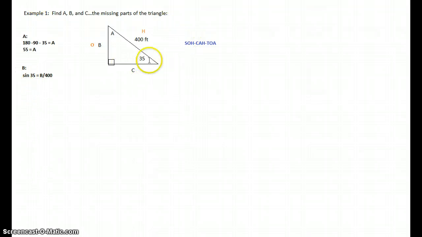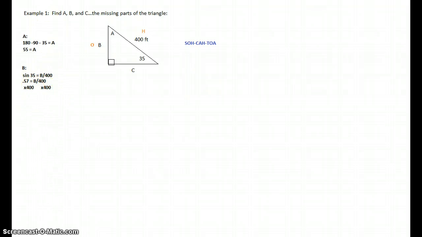So I'm going to use sine of my degree, which is 35, equals opposite. I don't know what my opposite is, so I'm going to call that B, divided by my hypotenuse. I do know my hypotenuse to be 400, so I'm going to put 400 in that spot. Then I'm going to plug sine of 35 into my calculator. When I do that, I get 0.57. And then on the other side, I have B divided by 400.